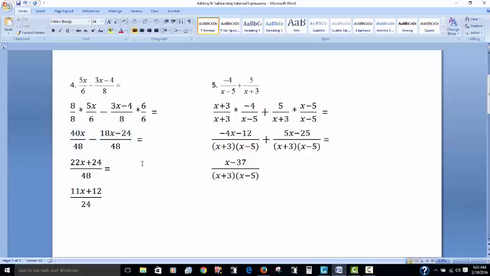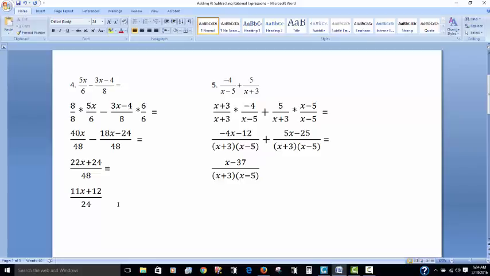Now, all I need to do, since the denominators are the same, is just work with the numerators. So 40x minus 18x is 22x, and then the minus negative 24 is a positive 24. So that's 22x plus 24 over 48. This can be simplified because 2 goes into all of them. Your final answer, 11x plus 12 over 24. All right, that one was fairly easy too.